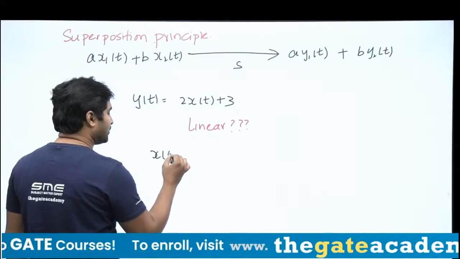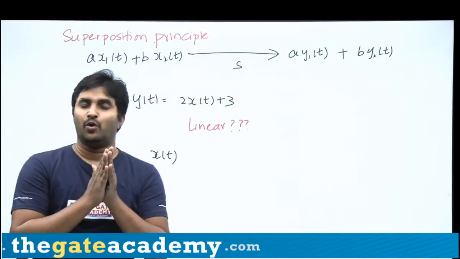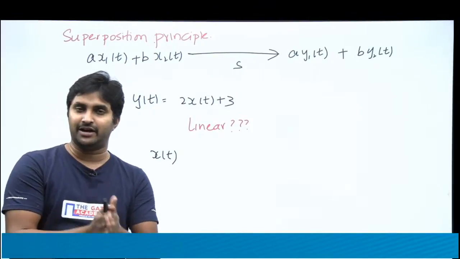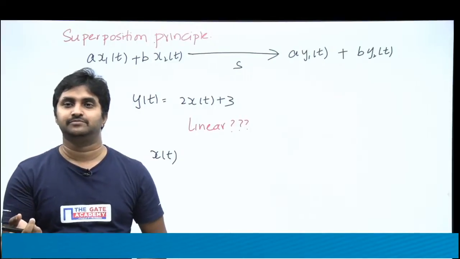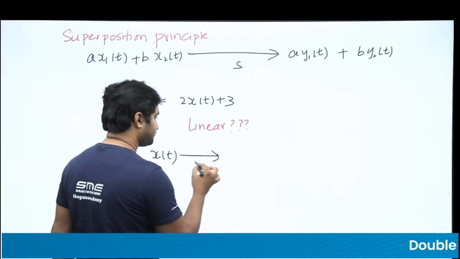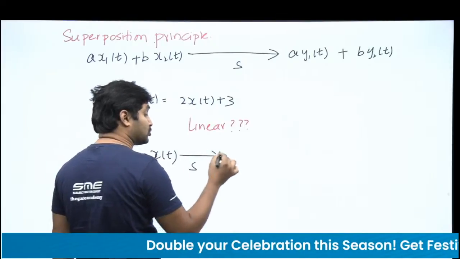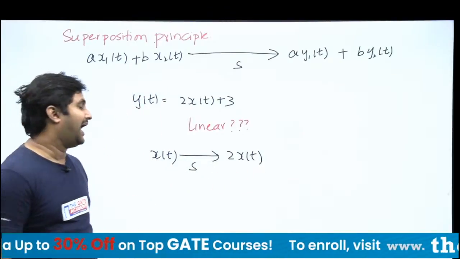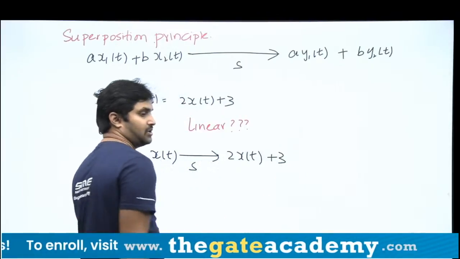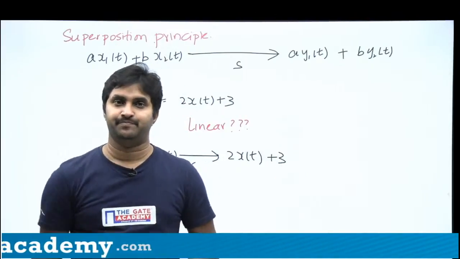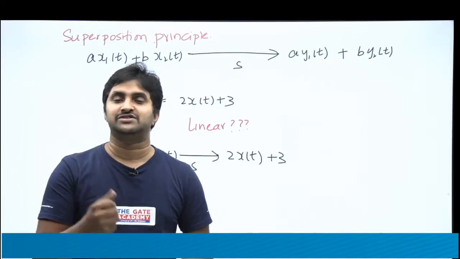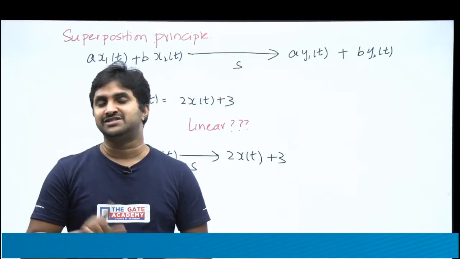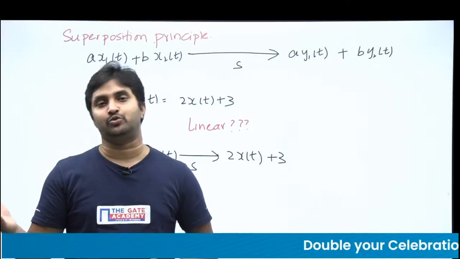If I give input as x of t, what is the output? What is the system doing here? Just try to understand what the system is doing here. The system is multiplying my input with 2 and adding 3 to it. Whatever input you are giving to the system, the system is multiplying that with 2 and adding 3 to it.